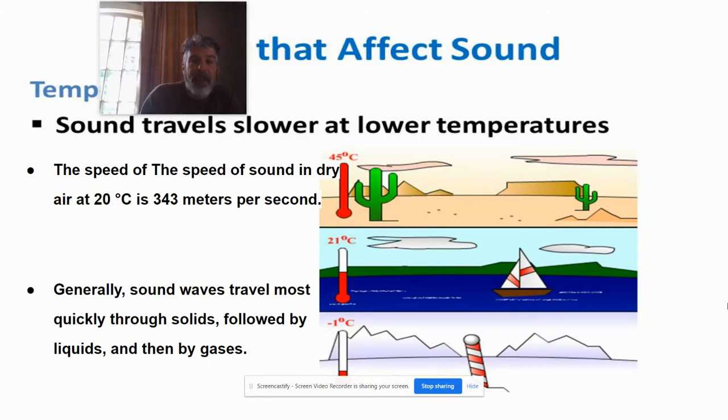There's another factor that affects the speed of sound, and that's the temperature of the air, or whatever the medium is. Let's talk about air. In my house right now, it is 20 degrees Celsius. That is what is called room temperature. The speed of sound at room temperature is 343 meters per second. However, that will change based on the temperature. The warmer it is, the faster sound goes.